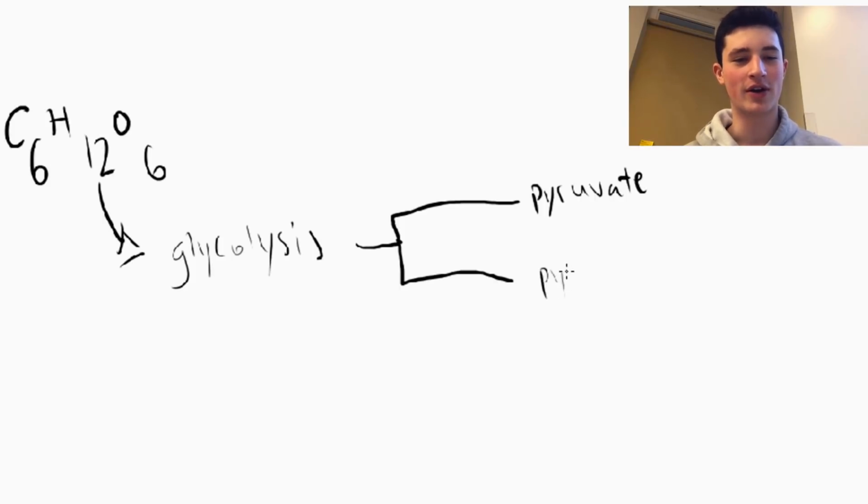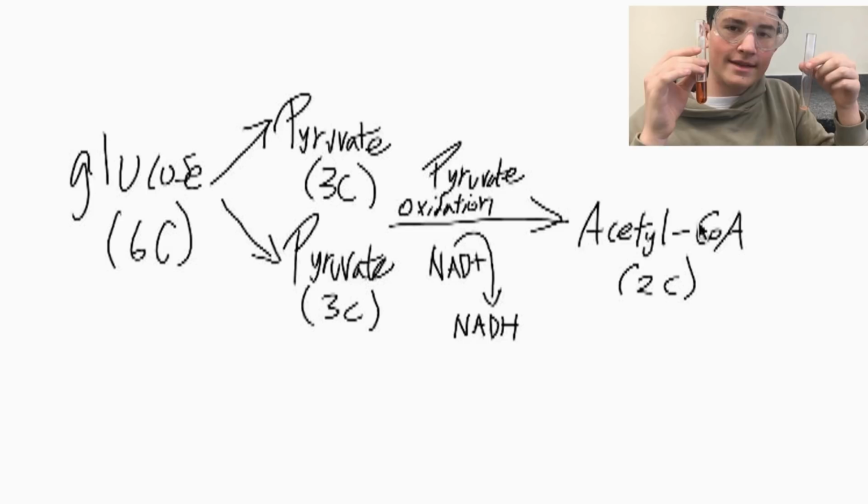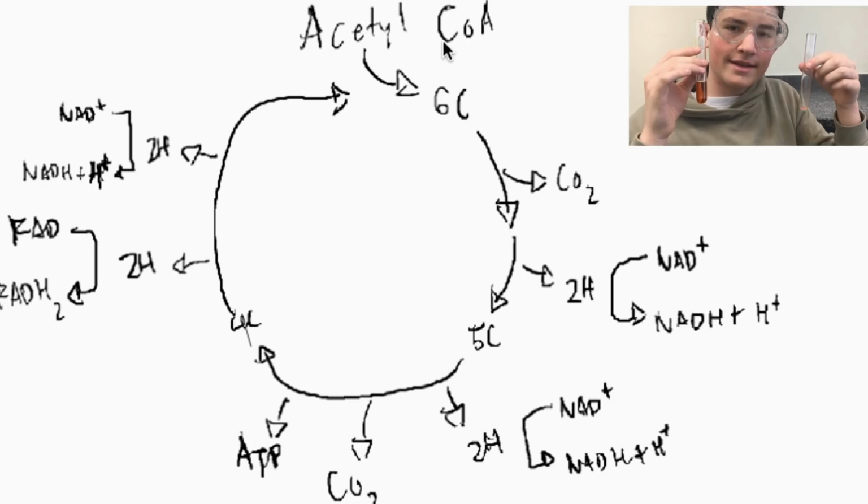Pyruvate enters the mitochondria with the presence of O2, where it then undergoes pyruvate oxidation, where a carbon is broken off the pyruvate. The carbon that was broken off is oxidized, producing CO2 as waste, which is one of the products of cellular respiration. The rest of the pyruvate bonded with coenzyme A, forming acetyl-CoA, which is then broken down more in the Krebs cycle, producing CO2 as waste products, also producing 3 NADH and FADH2.